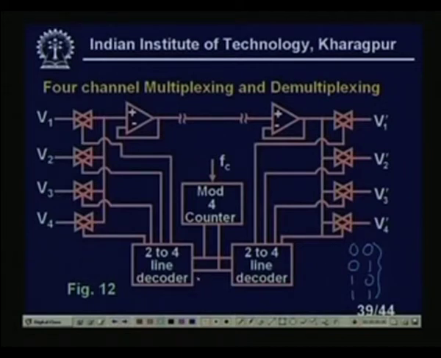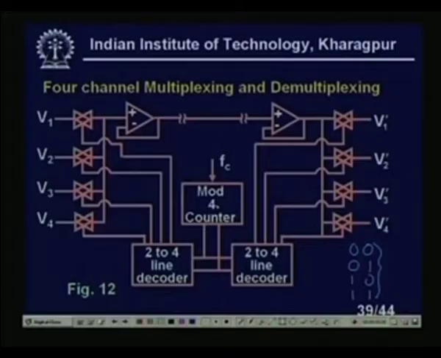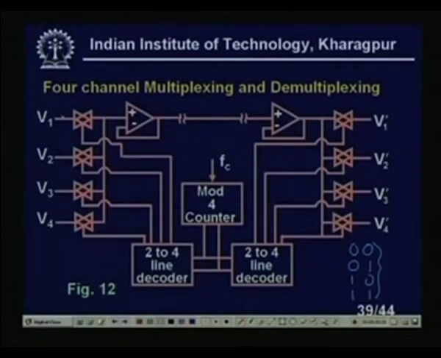Now one question immediately arises: what is the use of this type of circuit? If I don't use any multiplexing or demultiplexing, what will happen? I have 4 signals, V1, V2, V3, V4, that will be transmitted, so I need 4 lines and a lot of hardware. What I actually achieved is that I have saved only 1 line. In addition, I need so many counters, decoders, all those things, right?